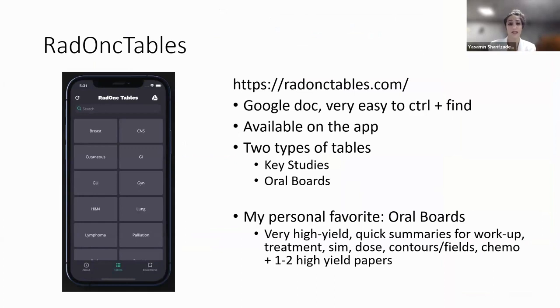This is one of my favorite resources because you can just control find a keyword and the information that you need really just pops up. So super easy to locate anything you want. And my personal favorite is the oral boards sheet. It's a very high yield, quick summaries for workup, treatment, sim, dose, contours, fields, chemo, and at the very end, there's like 1 to 2 high yield papers.